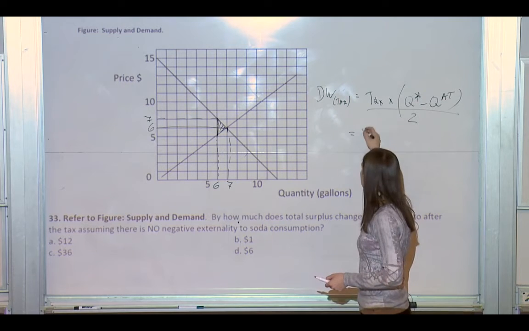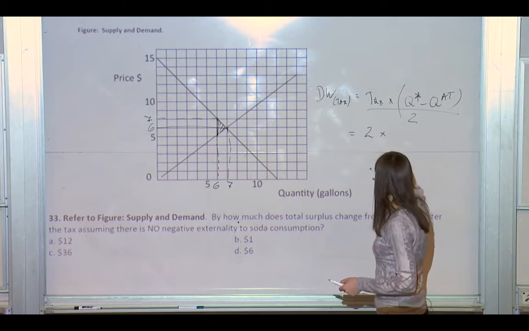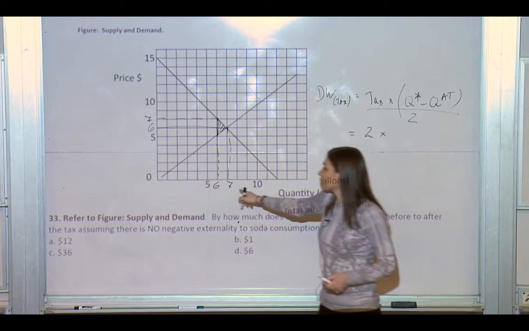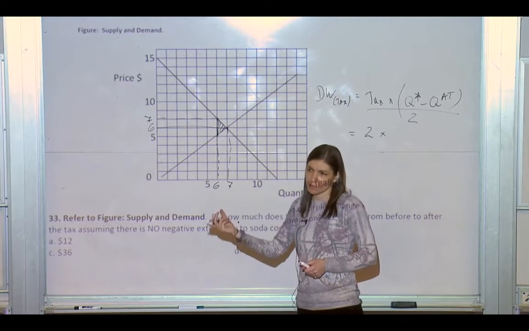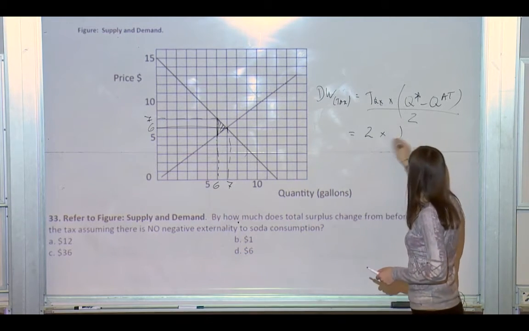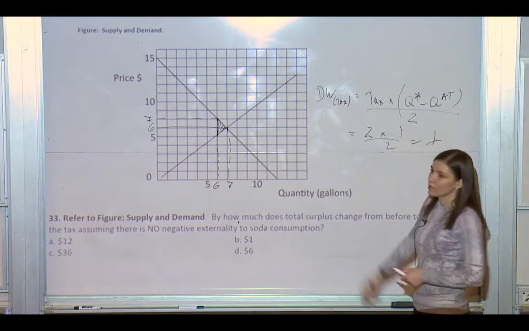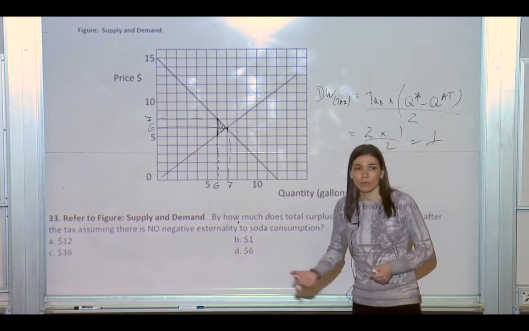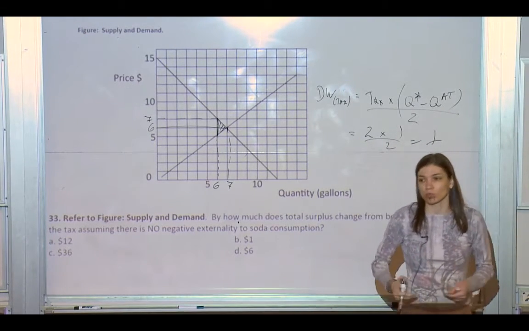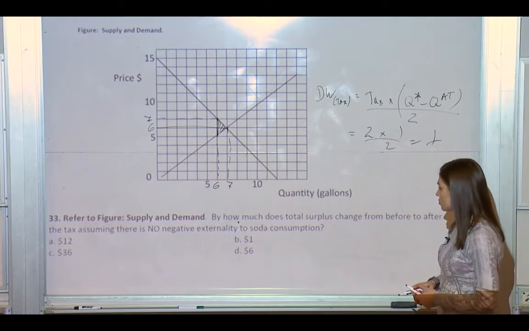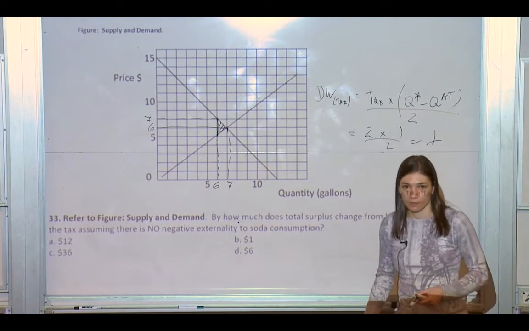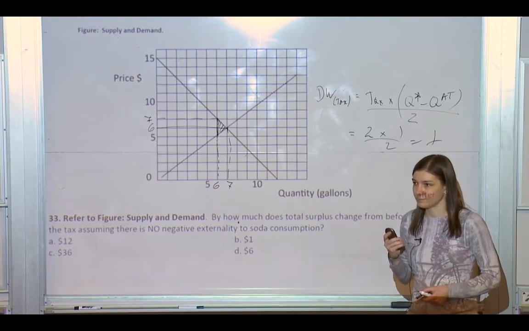All right. Well, the tax is $2, and the quantity in equilibrium was 7. After the tax, it was 6. So I've lost 1 unit. Divided by 2, it's $1. So the deadweight loss due to the tax is $1, and that's answer B. All right.